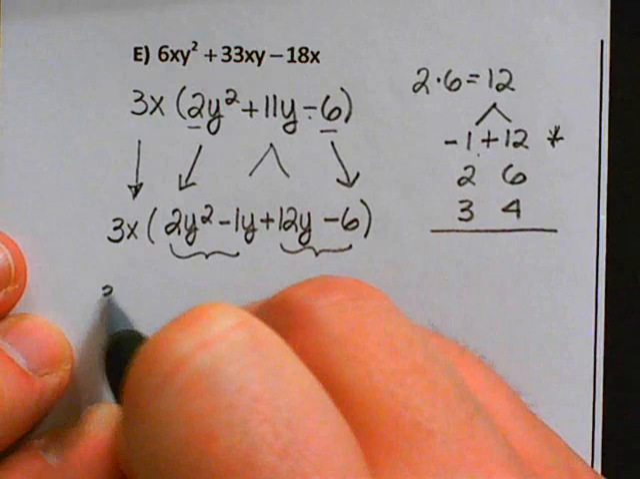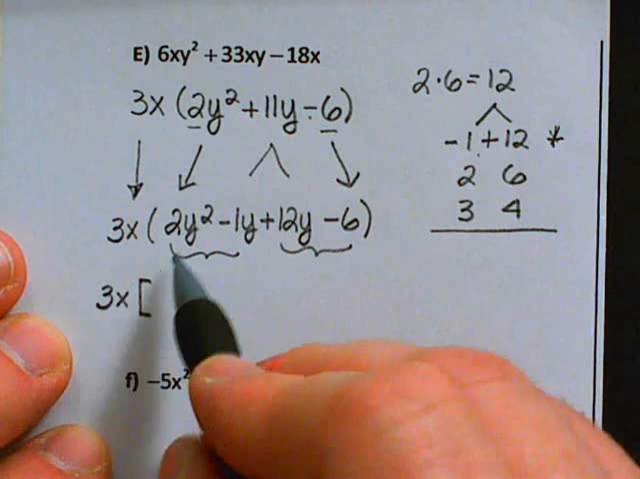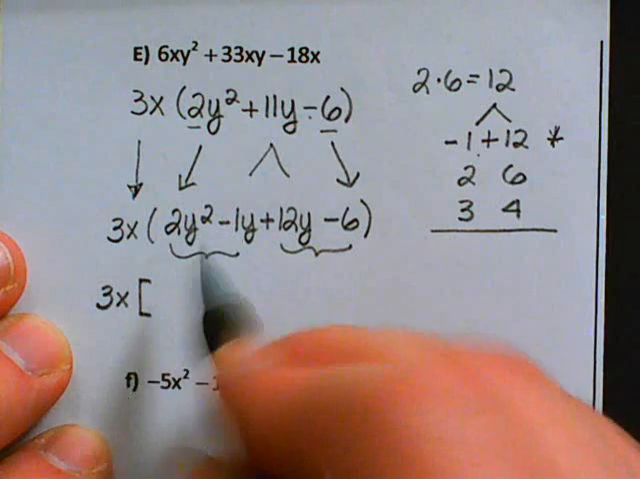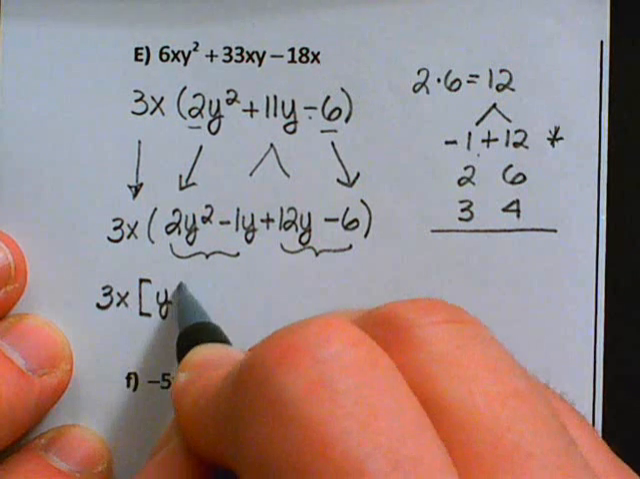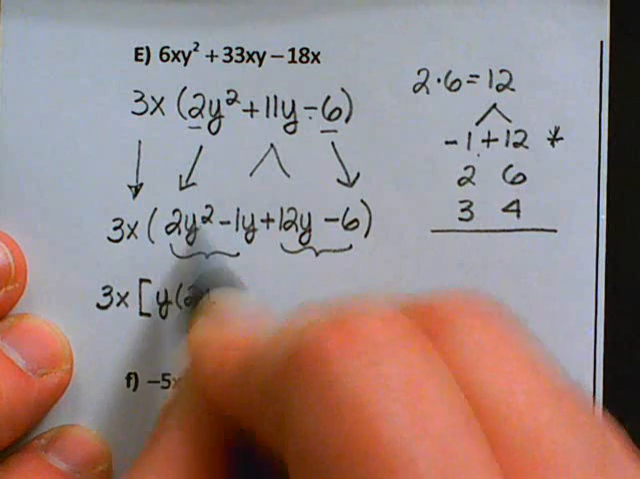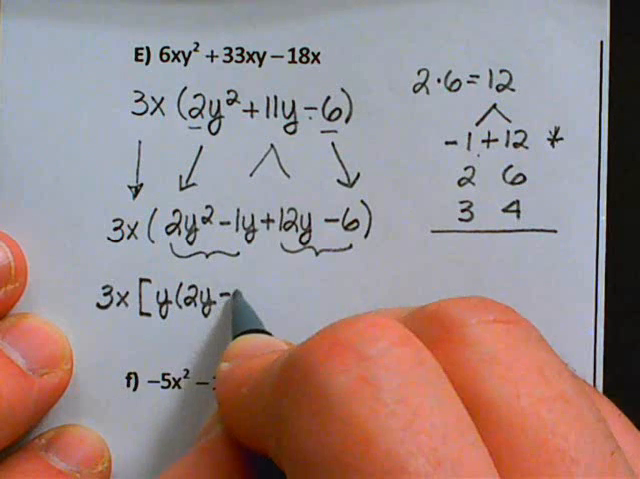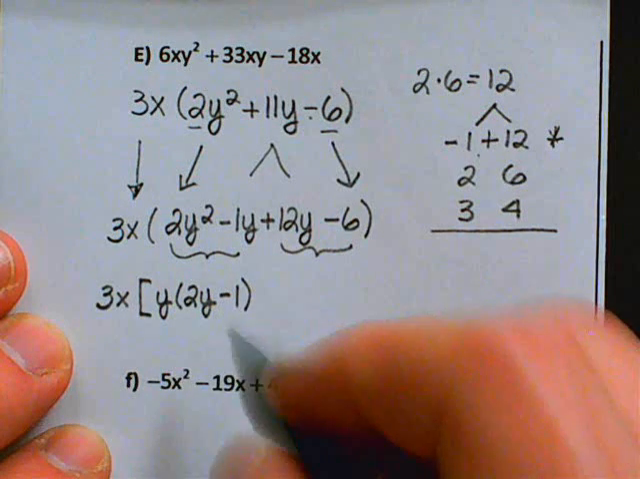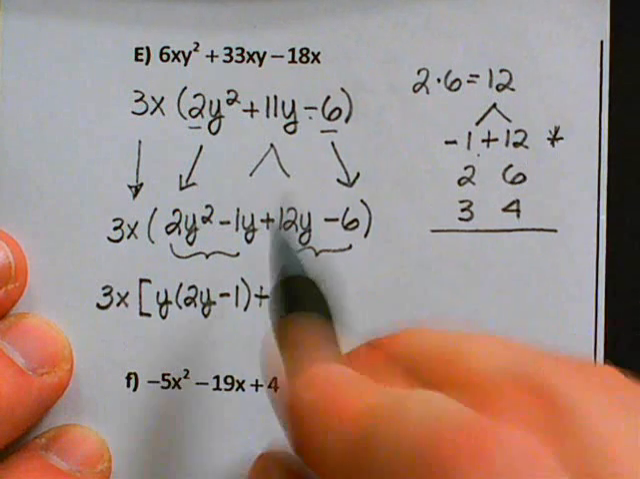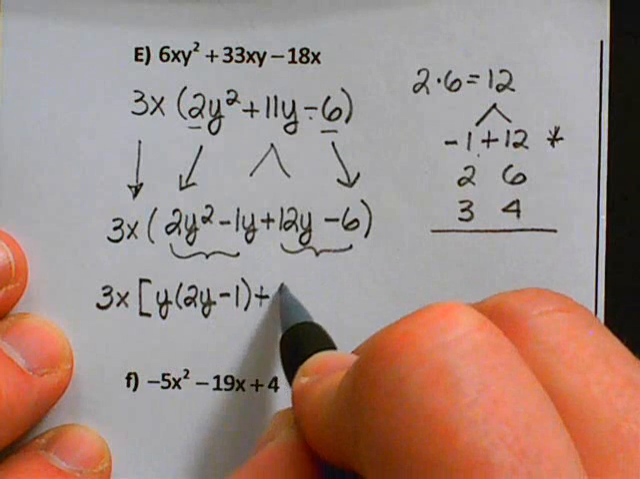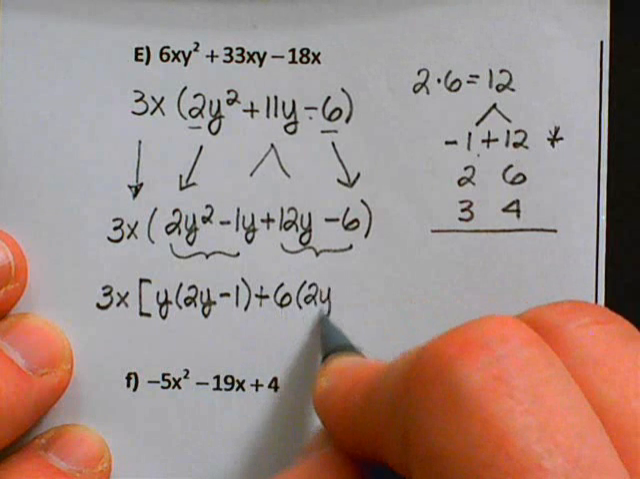So again, we copy the 3x. I'm going to change this parenthesis to a bracket because I'm going to use parentheses to group them. So what can I factor from the first two? I can factor out a y. So this becomes 2y. 2y squared divided by y is 2y. Negative 1y divided by y is negative 1. Next one, bring down the positive. And what can I factor from 12y and 6? I can factor out a 6. And 12y divided by 6 is 2y minus 1.